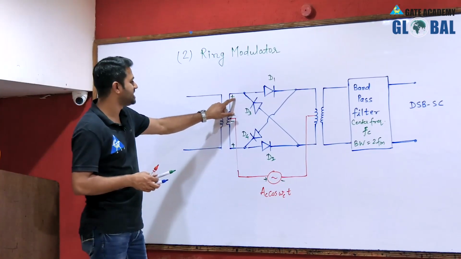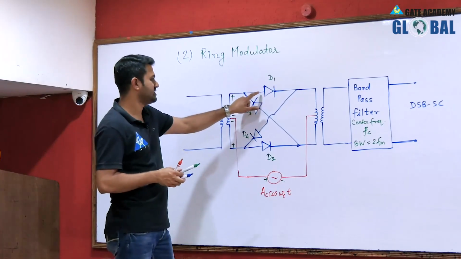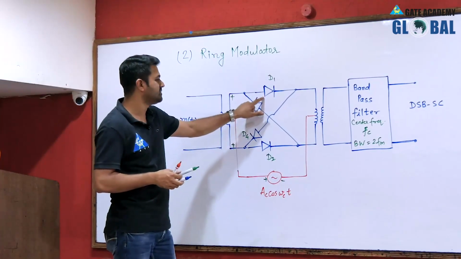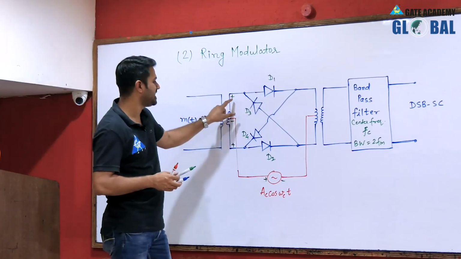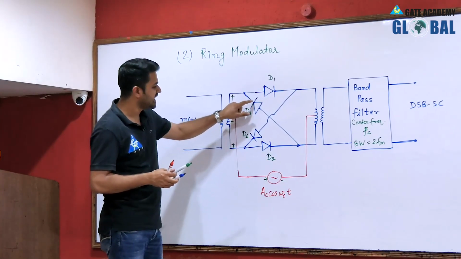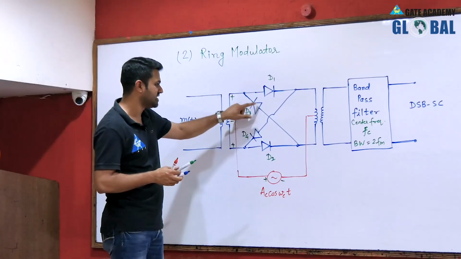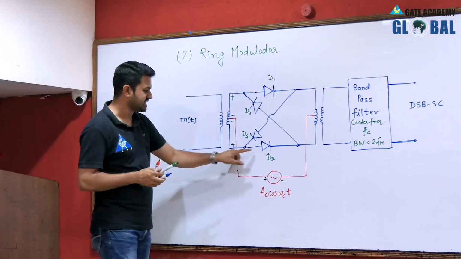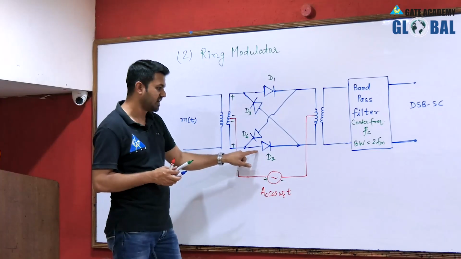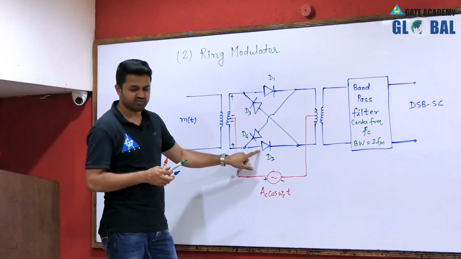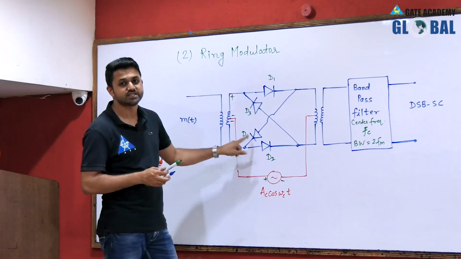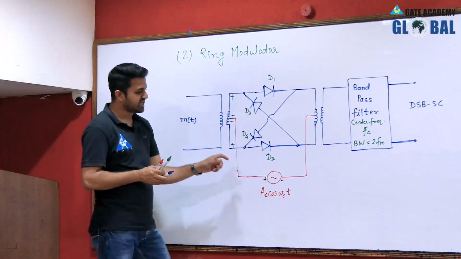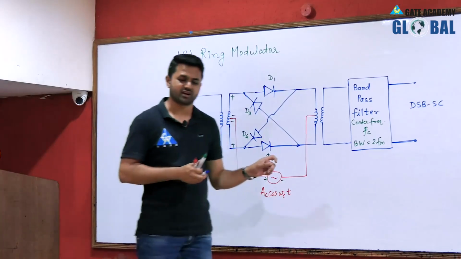Now, because of this plus sign, the positive polarity will come to the P side of diode D1, and this diode D1 will be forward biased, and positive polarity is on the N side of diode D3, so it will be reverse biased. Similarly, when the plus sign is applied to diode D2, it will be forward biased, and the positive side is applied on the N side, so diode D4 is reverse biased. So this is the case of the positive half cycle of the carrier.